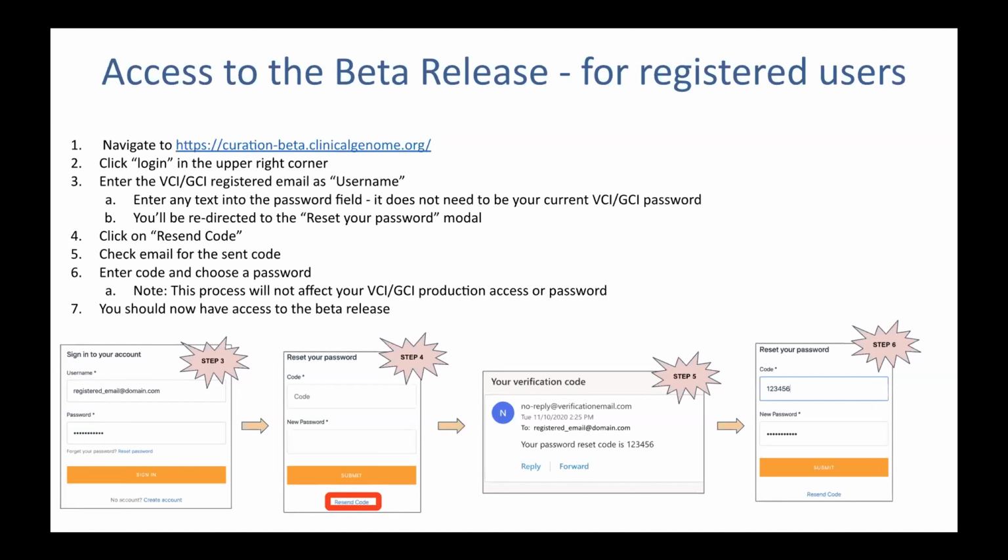So this slide lays out how you would access the beta release. It's actually pretty intuitive, I think. Basically, when you navigate to the beta site, you'll get a modal that'll pop up that'll say sign into your account. And if it doesn't pop up, you can click login in the upper right-hand corner, which will pop it up. In that instance, you'll want to put in your registered email. You don't need to use your password for the current VCI or GCI.